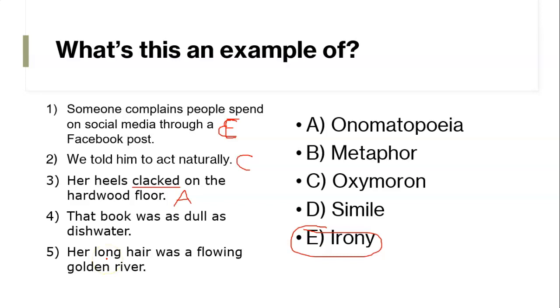That book was as dull as dishwater. So I'm comparing the book to the dishwater. If I'm comparing these 2 things, I need to look: am I using a like or an as? I am. So that means this is going to be a simile, because a simile is when we compare two things using like or as. Her long hair was a flowing golden river. Well, her hair can't literally be a river, so we're comparing her hair to a river, but we don't have the word like or the word as, so that's going to make this a metaphor. You ready to try another one?